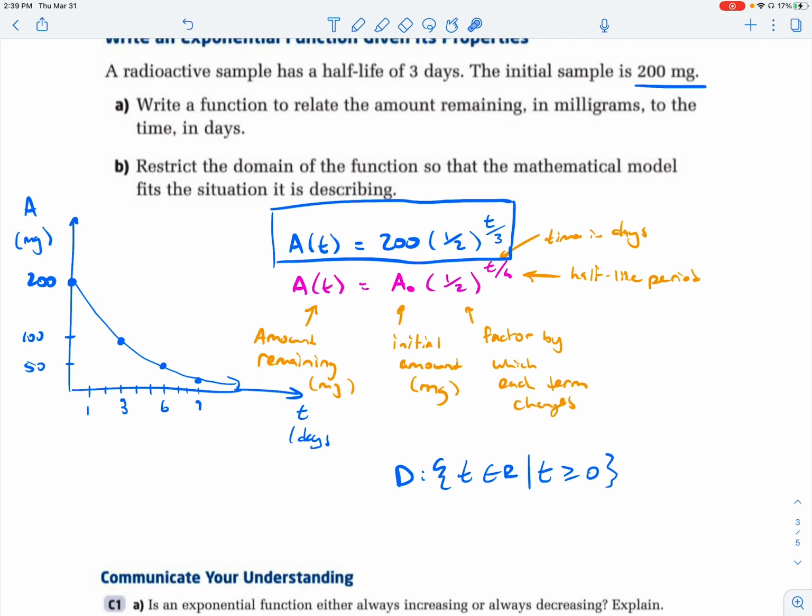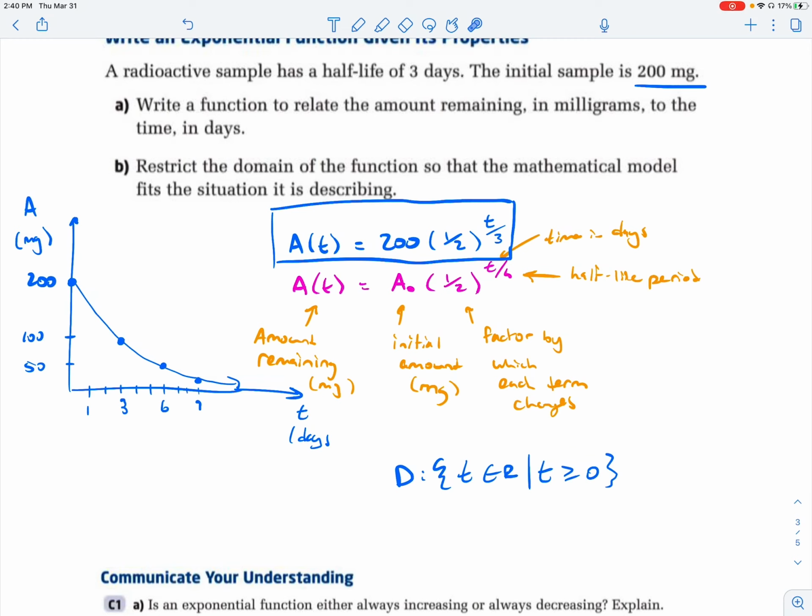One other thing I do want to point out too, in real life, whatever this radioactive sample is, after many years, it's going to eventually not be radioactive anymore. That doesn't mean that this graph is going to cross the horizontal asymptote. It doesn't. So mathematically, this is going to keep approaching the t-axis, but never actually reach. But it's going to get so close, and eventually, in real life, this radioactive material, it will decay to 0.